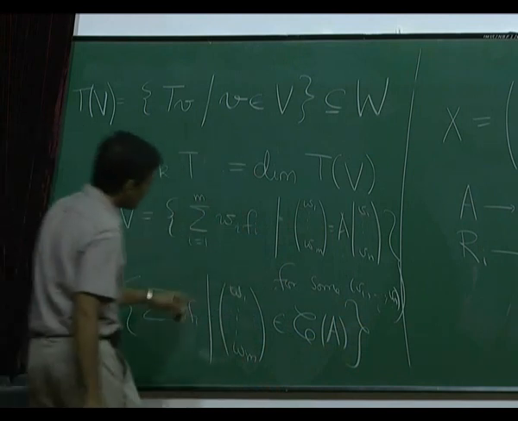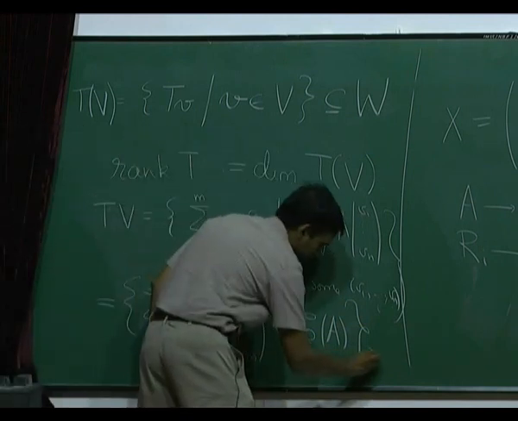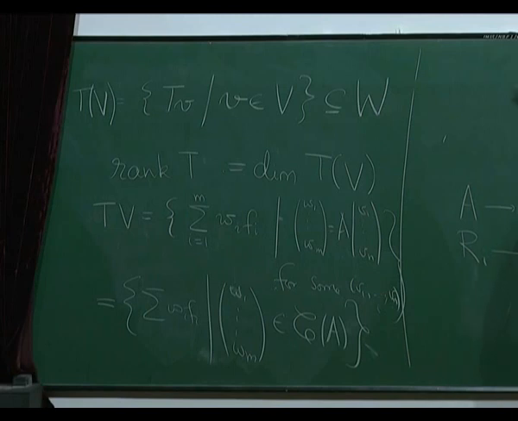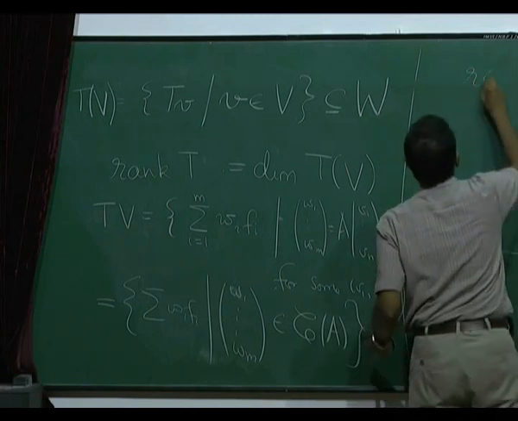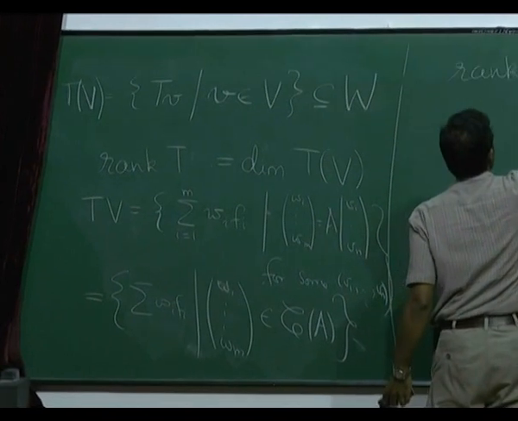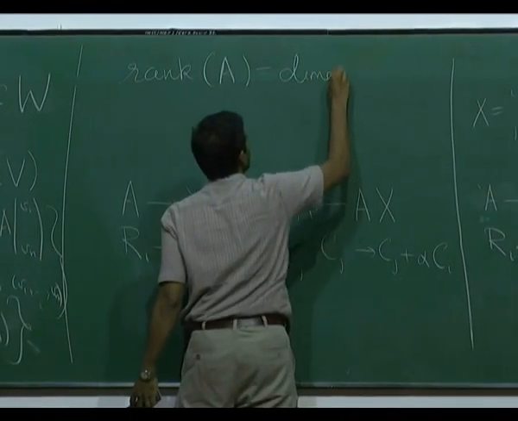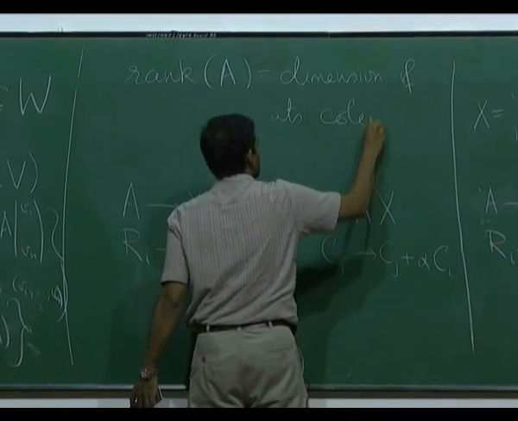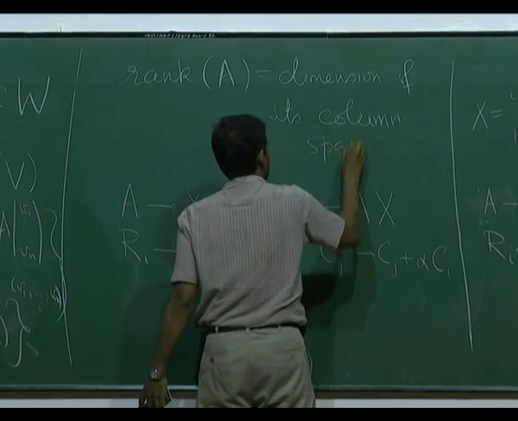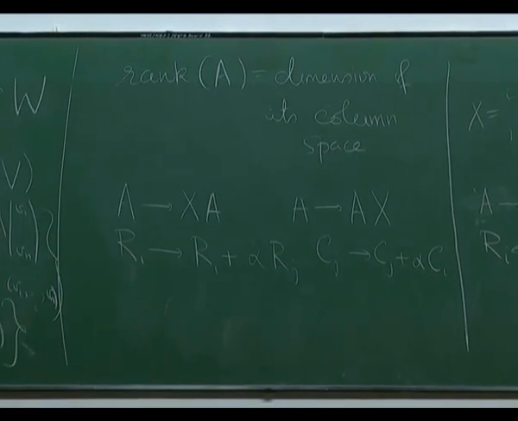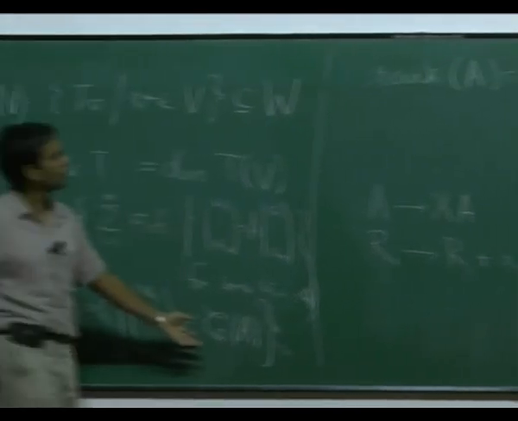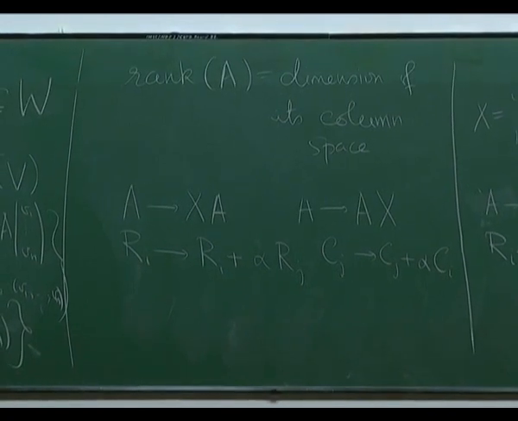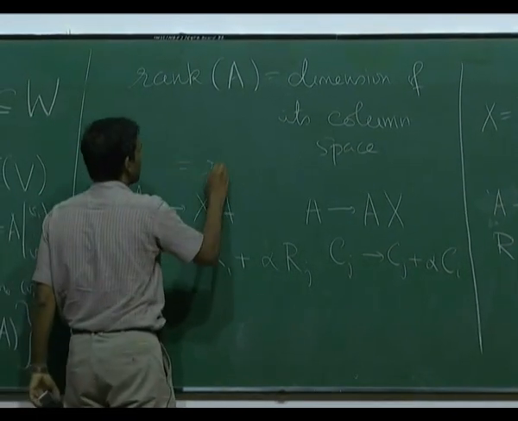And the dimension of the column space of A is called the rank of A. So rank of A is the dimension of the column space. And what we see is that TV is isomorphic to the column space of A. So the dimension of the column space of A is the same as the rank of T. So rank of A is equal to rank of T.